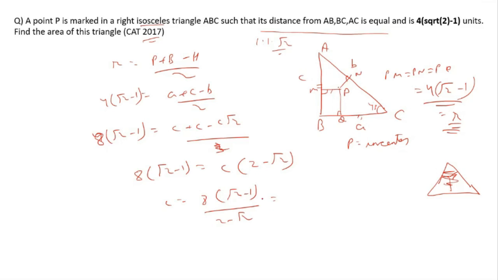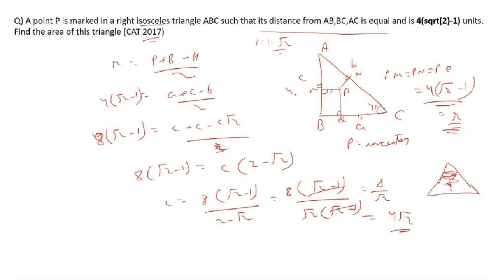This looks a bit untidy, so we can simplify this a bit further. In 2 minus root 2, if you take root 2 common, you will get root 2 minus 1 inside as well. These two get cancelled out. 8 by root 2 is nothing but 4 root 2. So I know that this side is 4 root 2.